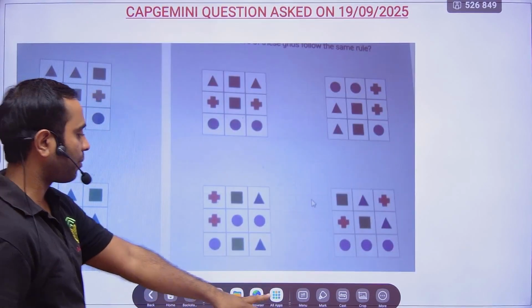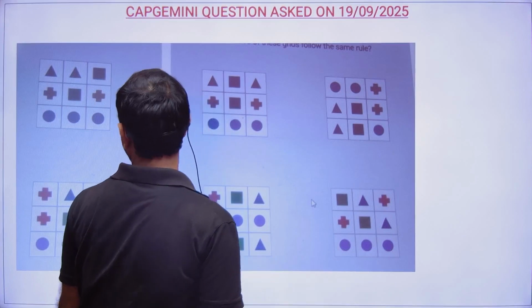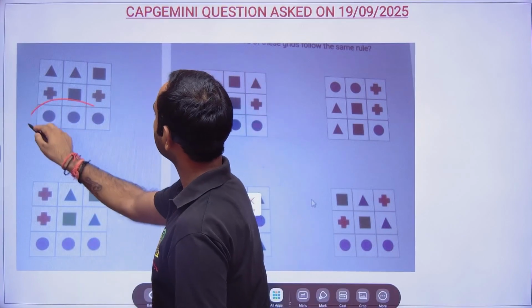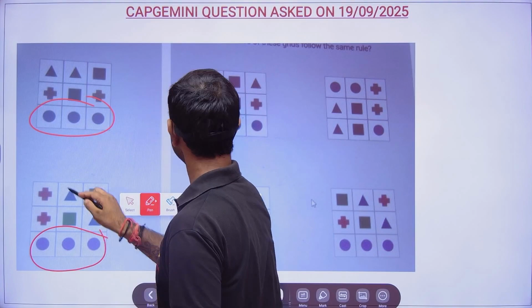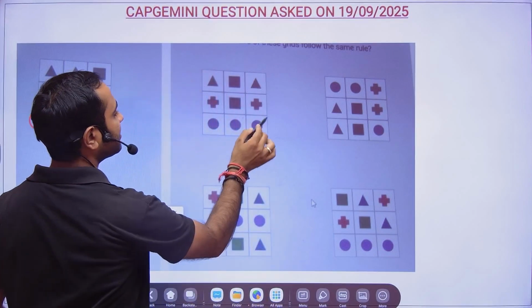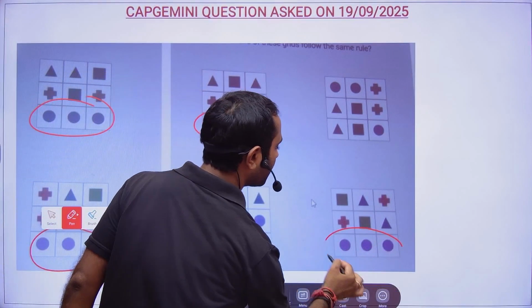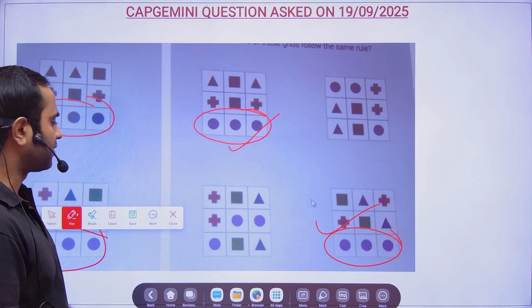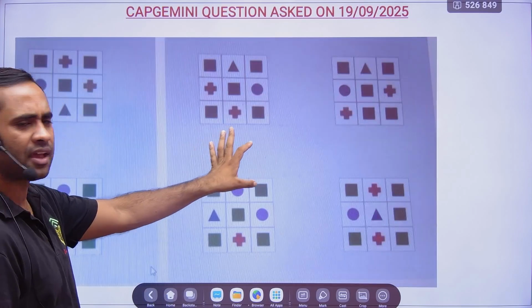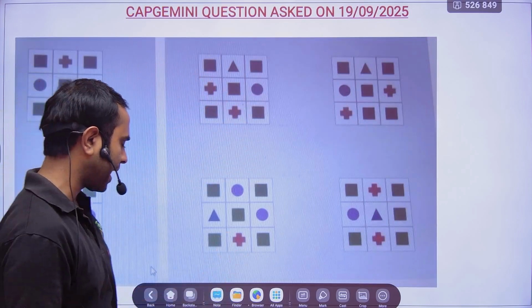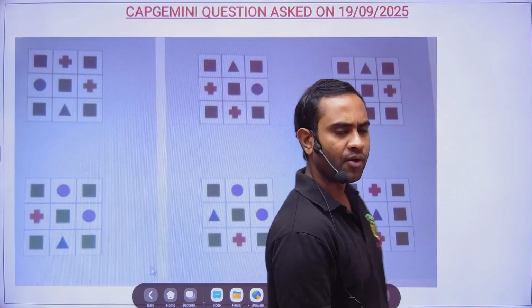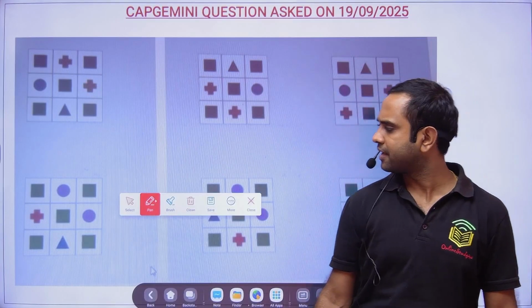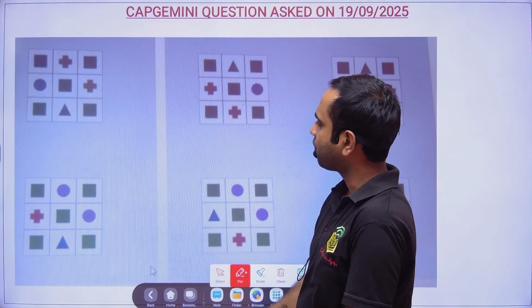Then in the next problem, the last row is same. Then the last row is same. Now here, if you see, this particular last row is same. So obviously 1 and 4 will become your correct answer. These kinds of problems are very, very easy for your Capgemini or Cognizant, any examination. You just have to see what is common here.